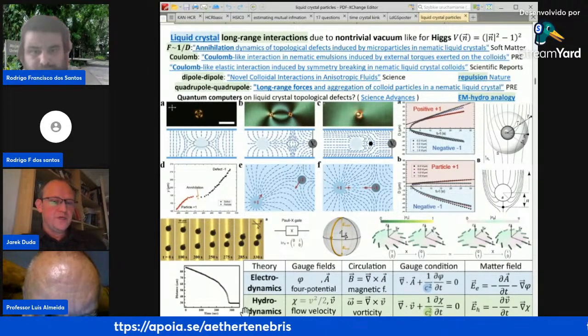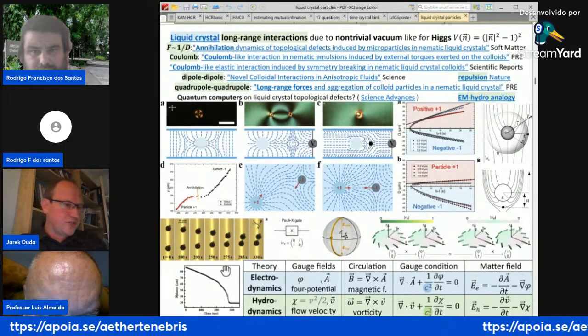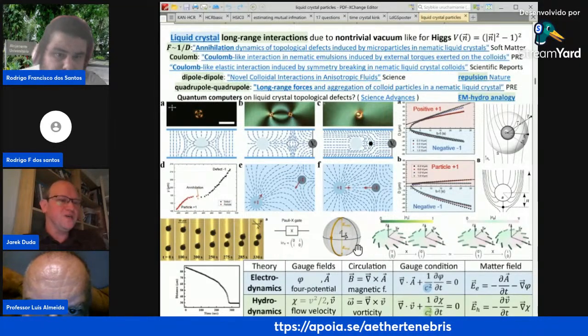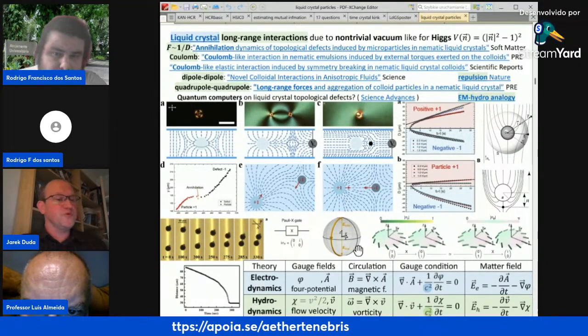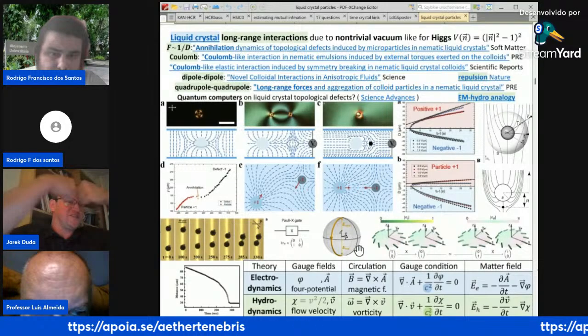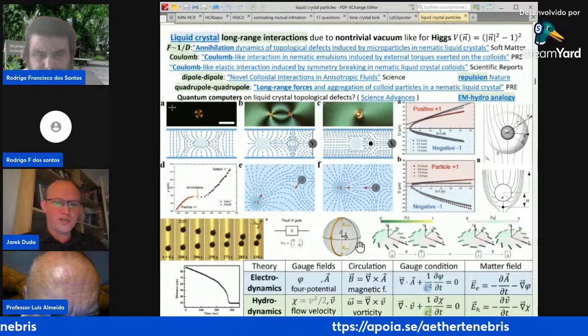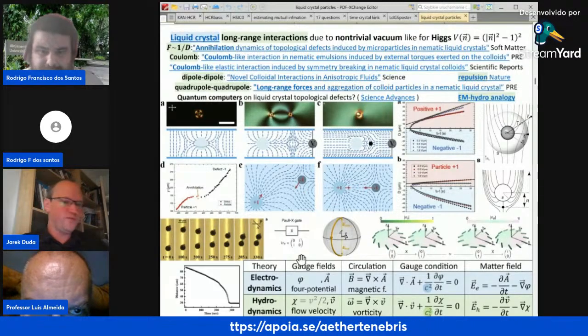To summarize, there is this analogy between electrodynamics and hydrodynamics. Even in QCD, they say this is the most liquid, the most superfluid, when they smash nuclei in the Large Hadron Collider. So this is a fluid. This is a superfluid.